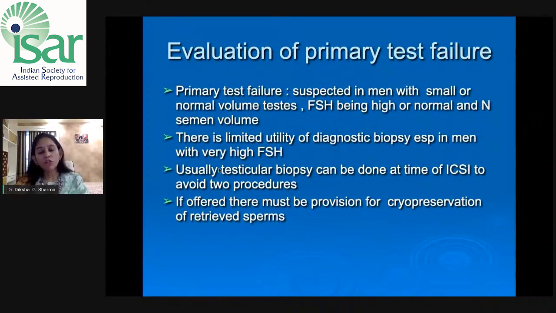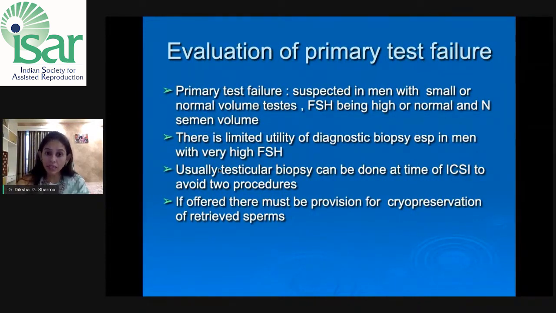Now coming to the evaluation of primary testicular failure. Primary testicular failure is suspected in men with small or normal volume testes. The FSH can be normal in such cases. Semen volume can be normal, but FSH can also be on the higher side once the testes completely fail. It is not necessary that FSH is high in all these men. There is limited utility of diagnostic biopsy, especially in men with very high FSH.